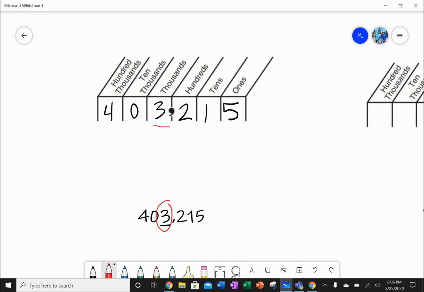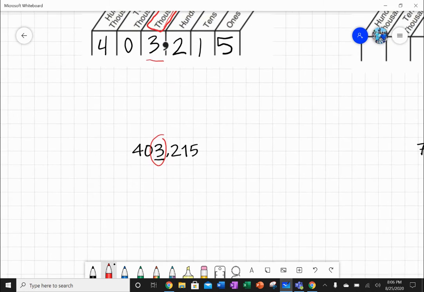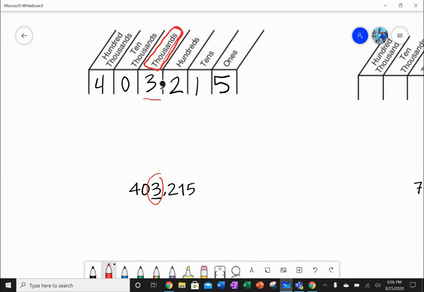So we're going to look where it's underlined. We notice that it's under the thousands. So that means here we have 3,000s. We're asked to find the value. Well, we know that it's 3,000s. But now, how do we write 3,000?